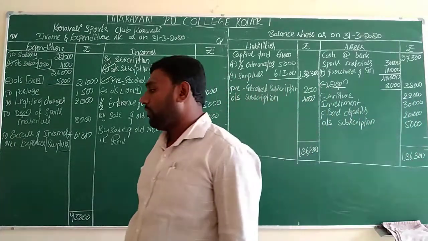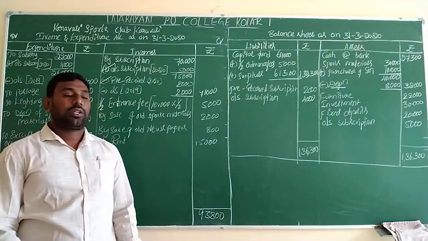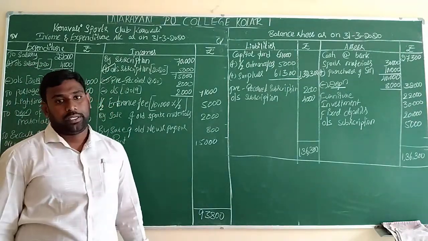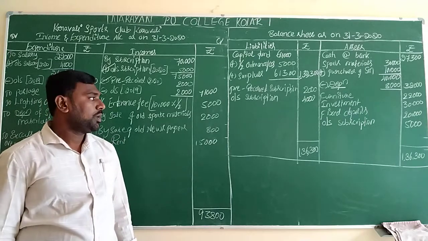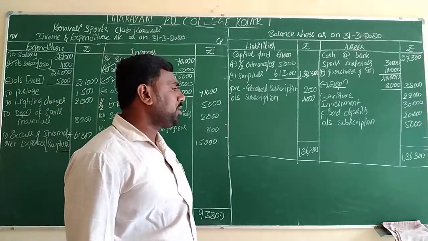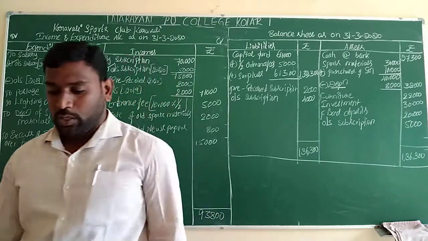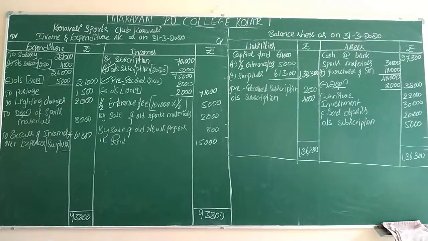Same balance here also, 1,36,300, we have to get. Like this we have to fulfill all the conditions and prepare the ledger accounts of the particular company. So my dear students, I think you people have understood. If you have any doubts related to this, you can directly contact me. I will provide a solution for your doubts. Thank you everyone.